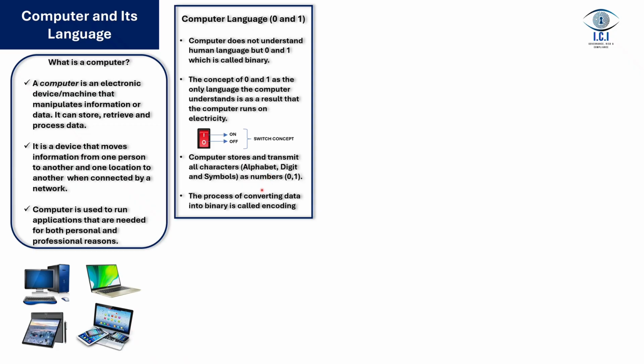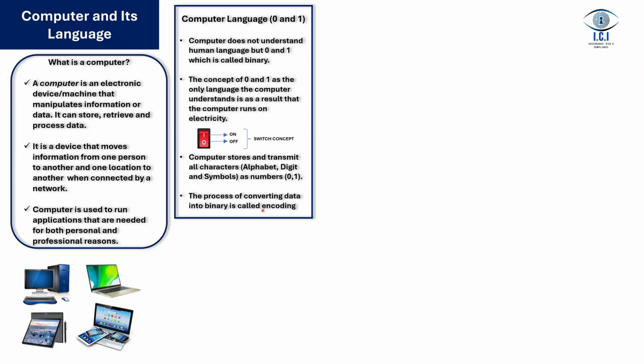Now, a computer stores and transmits all characters. When we say characters, we are talking about alphabets, A, B, C, D, E, F, G, H, up to Z. Digits, we are talking about 1, 2, 3, 4, 5, 6. And symbols, we are talking about hash, star, at, and, full stop. Now, a computer stores and transmits all these characters as 0 and 1. Surprising? I know it is surprising. Don't worry, as we progress, you will understand why or how it is stored this way.